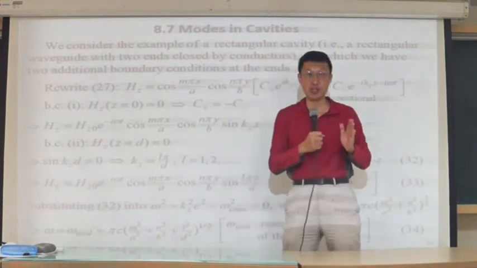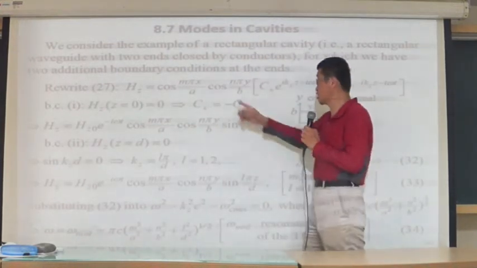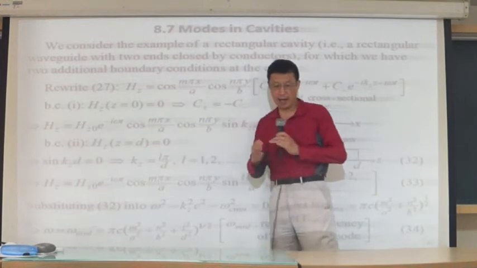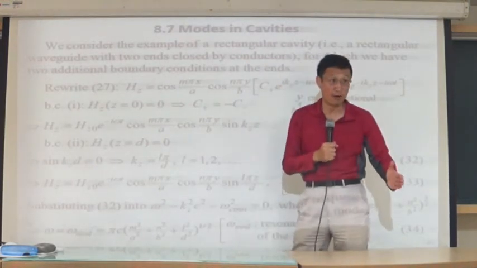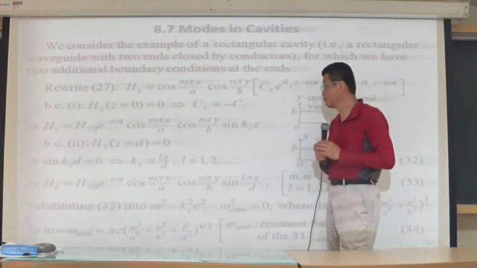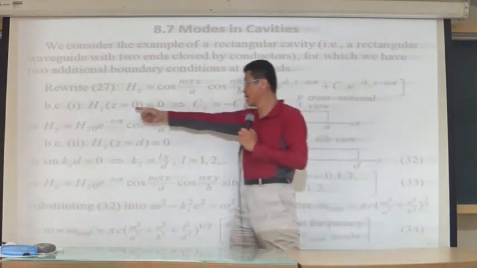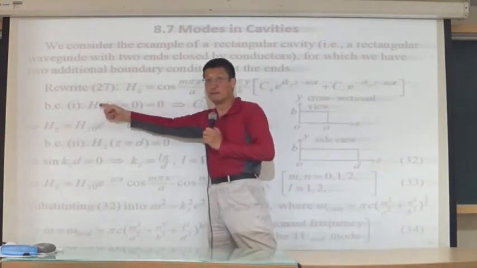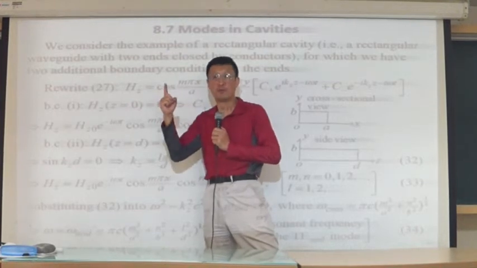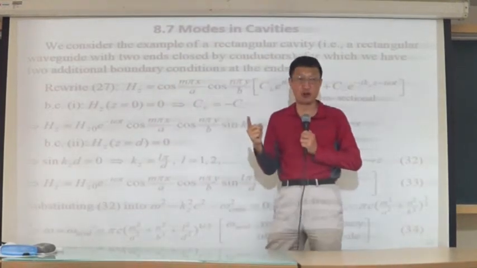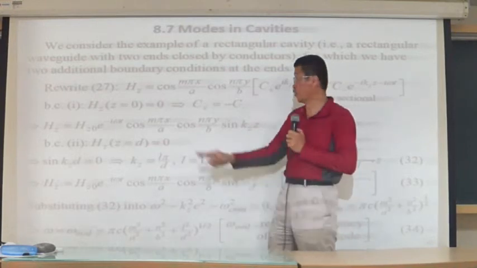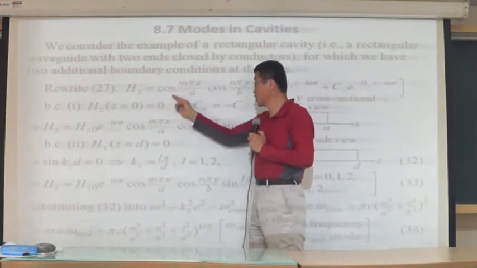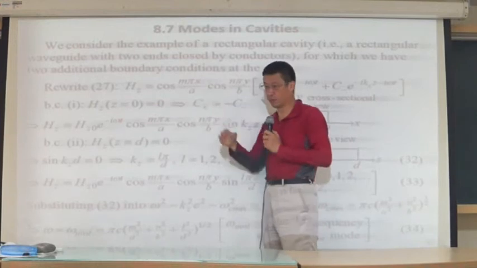And because of the boundary conditions, at this end and the other end it should be 0. Especially Hz, because it's the normal magnetic field, it should be 0. The tangential magnetic field is not 0. For example, x equals, just a moment.